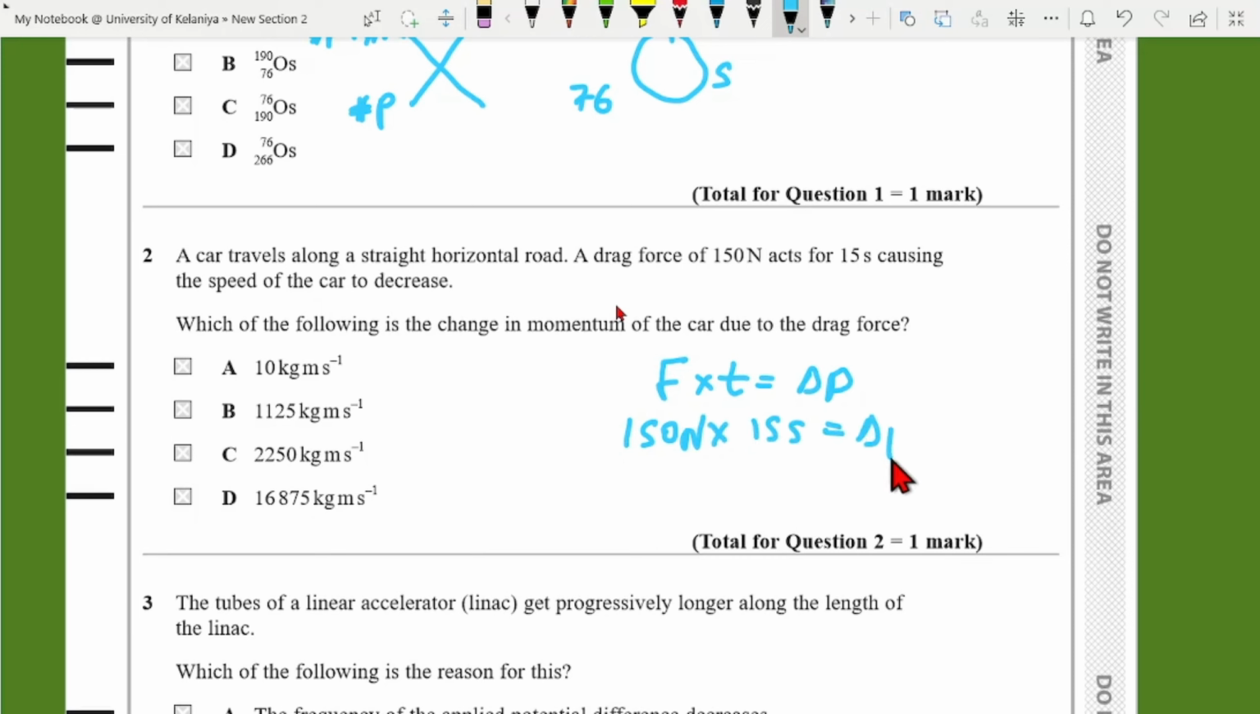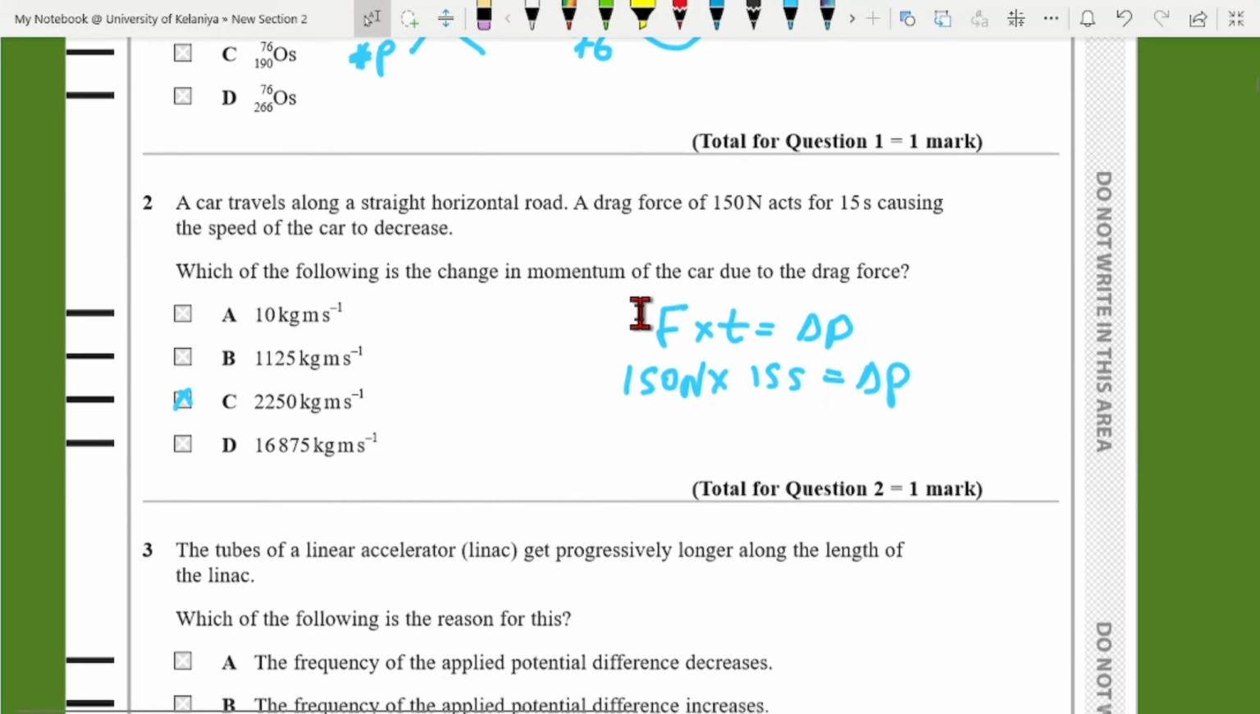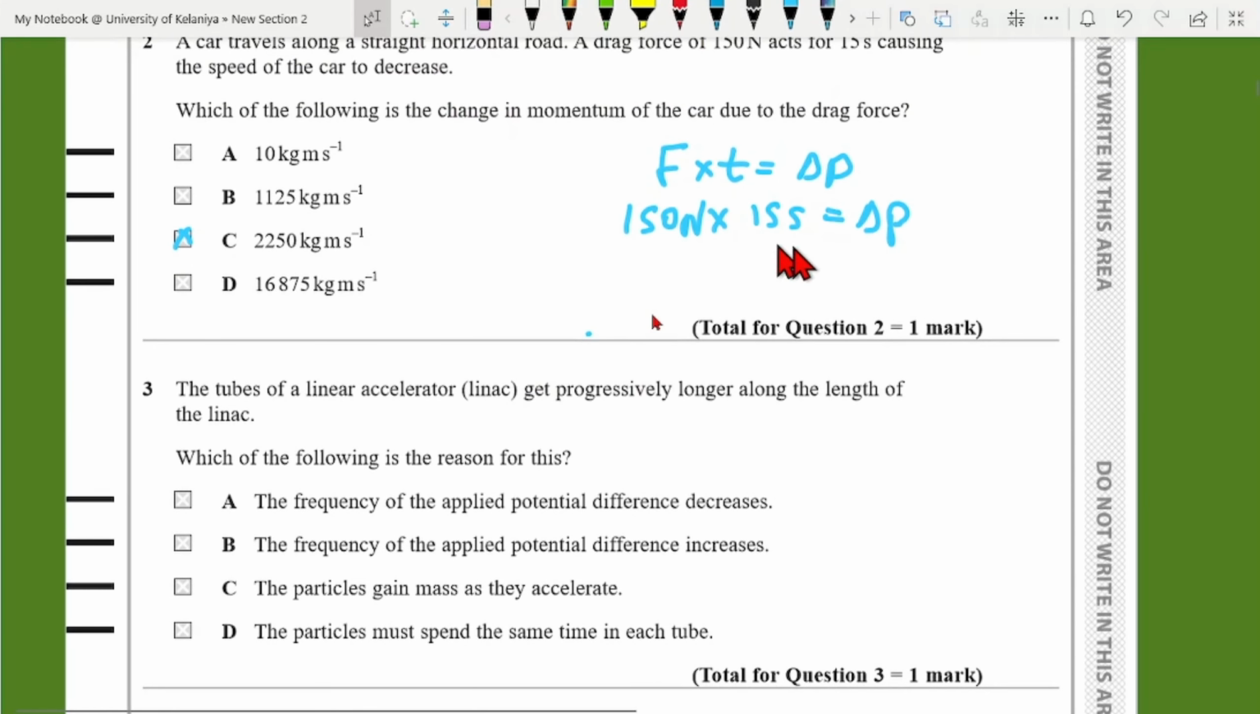So what you will get for your momentum is 2250 kilograms meters per second. Right, here it is SI. I hope I have to change my pen.